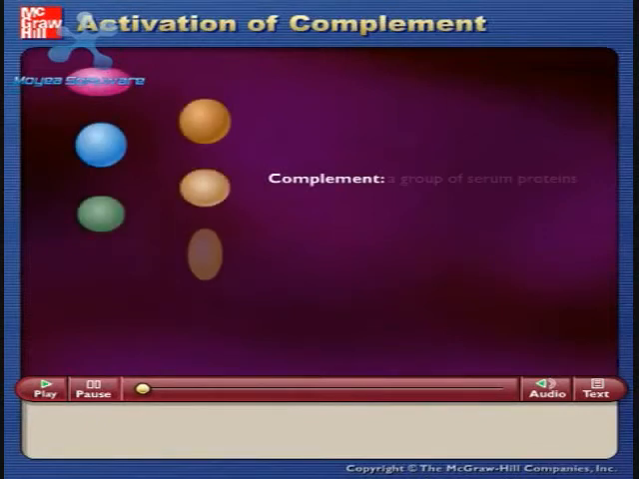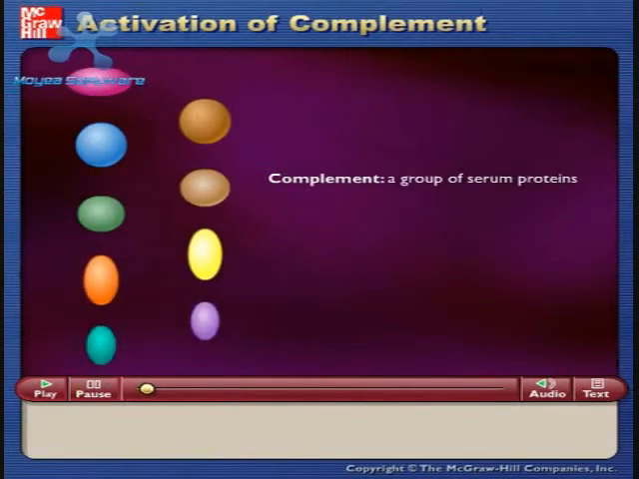Complement consists of a group of serum proteins that activates inflammation, destroys cells, and participates in opsonization. Complement can be activated by a number of different foreign molecules. The complement proteins respond in a sequential manner, producing a cascade of reactions.